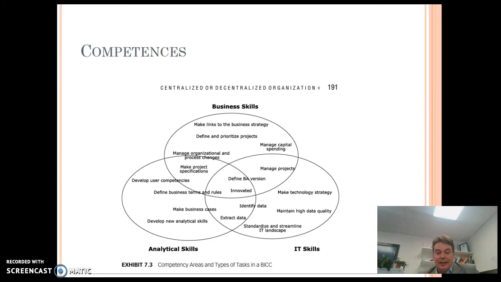And then on the analytical side, which is where I would envisage a lot of our graduates ending up, they have to make the business case for things. They have to create user competences. They have to define the business terms and rules. So they're actually saying, this is what we do as a business, these are our processes, and now we're going to map them to the IT. And where the value is created is in the intersection of the three circles.